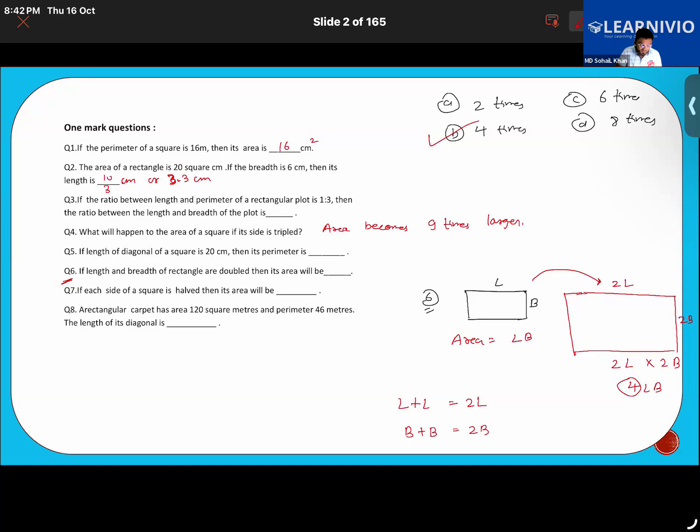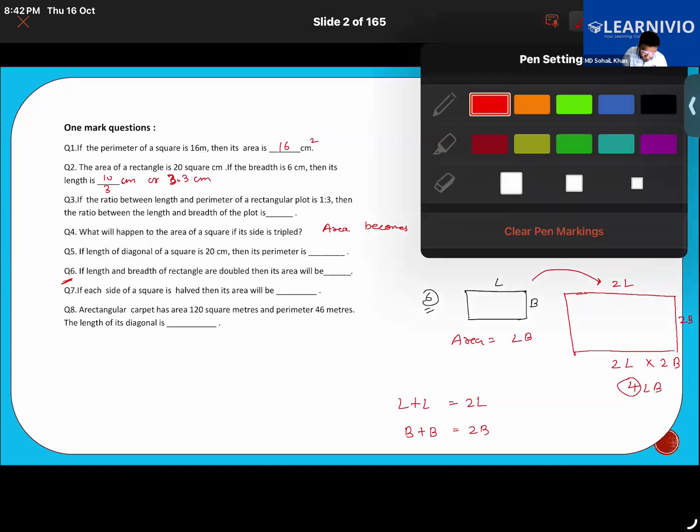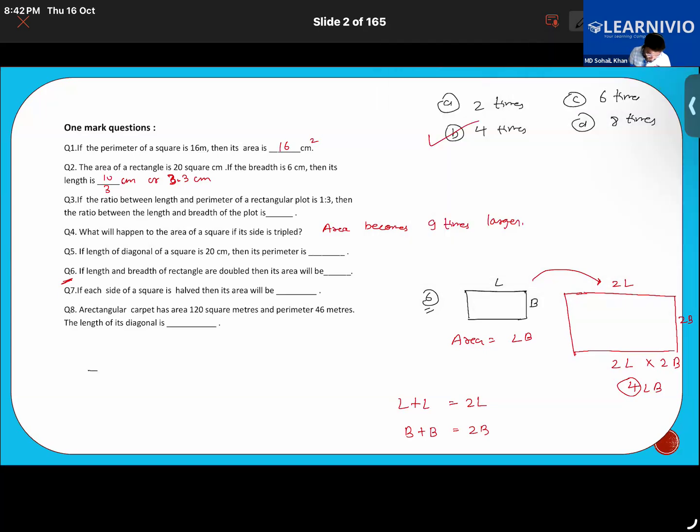Now suppose each side of a square is halved, then its area will be what? It will be smaller, but how much? Let us understand that. So once again, draw a diagram.